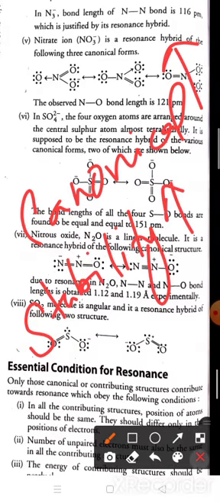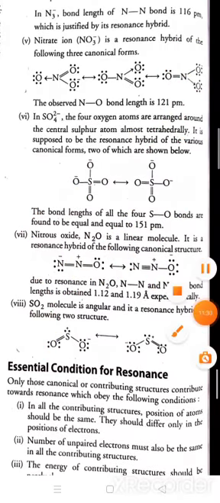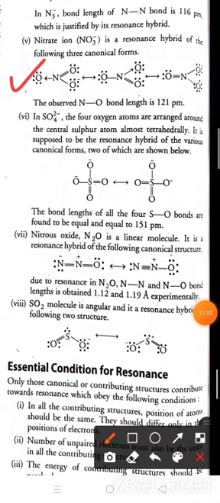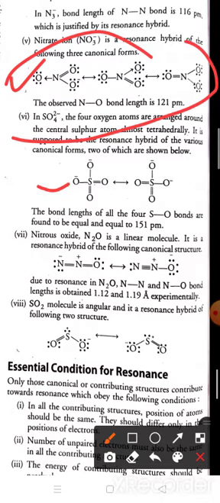So you can see here that the nitrate ion has 3 canonical structures in comparison to SO4 2 negative. So nitrate ion is more stable than SO4 2 negative.